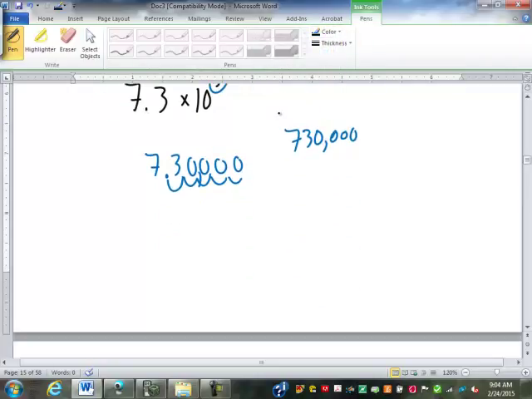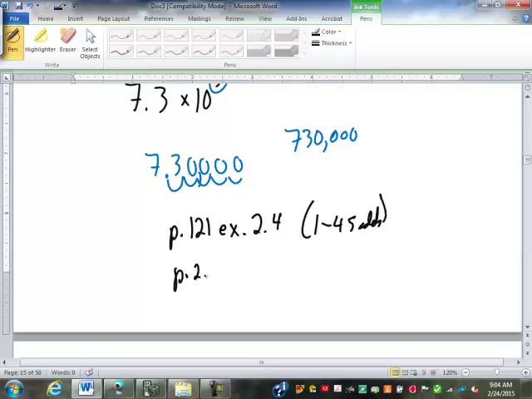There are a few pages to go along with this one today. Page 121, exercise 2.4, 1 through 45, the odds, because you have the answers for the odds, so you can check your own answers. Oh, all right. Page 125, exercise 2.5. I gave you that packet at the beginning of the year with all the odd numbered answers in it. That should be for the entire semester.